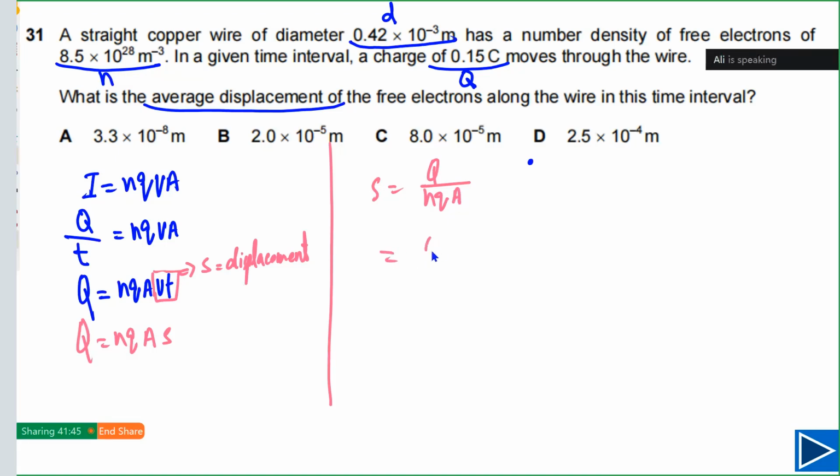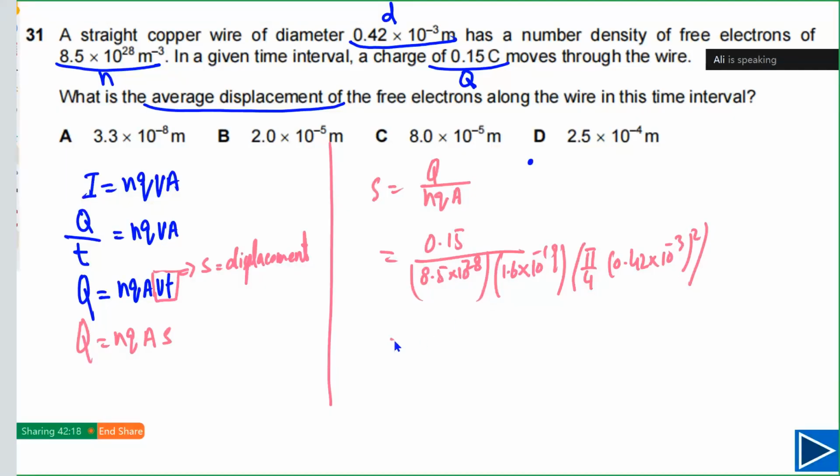Now Q is given to you, that is 0.15. n is given, that is in base SI unit, so 8.5 times 10 to the 28. q is a constant, this is the elementary charge, 1.6 times 10 to the negative 19. And A is given here, but this is given in meters. So simply you can use pi by 4 D squared. So D is 0.42 times 10 to the negative 3, squared. And now if you solve this one, you will get your final answer.